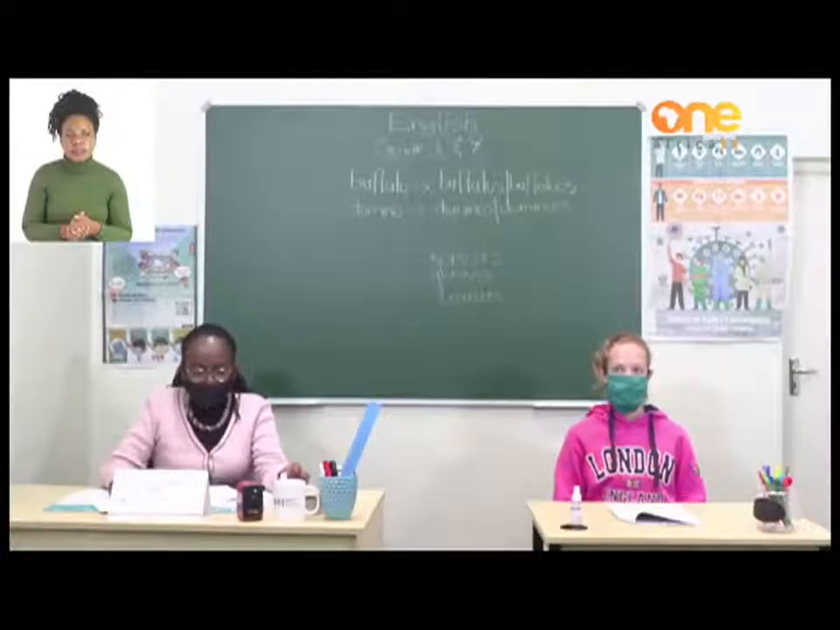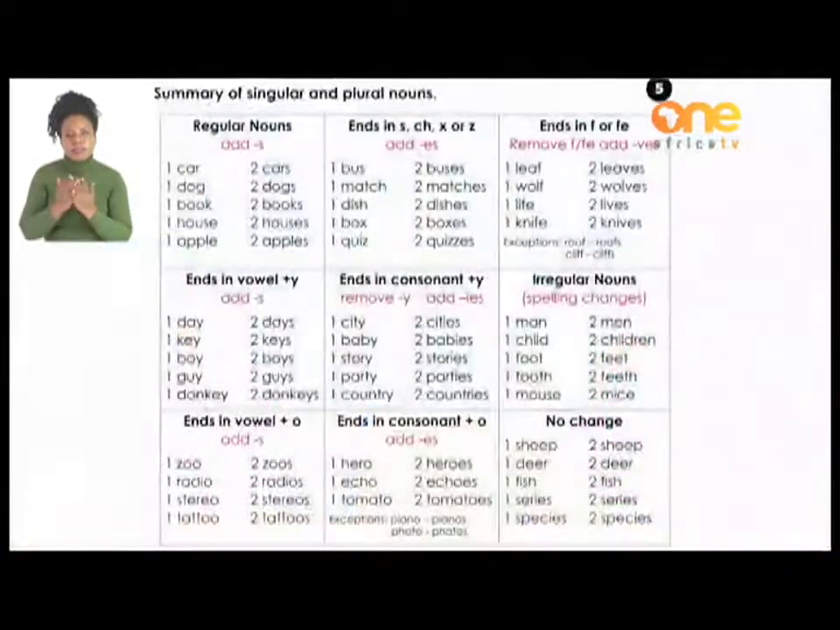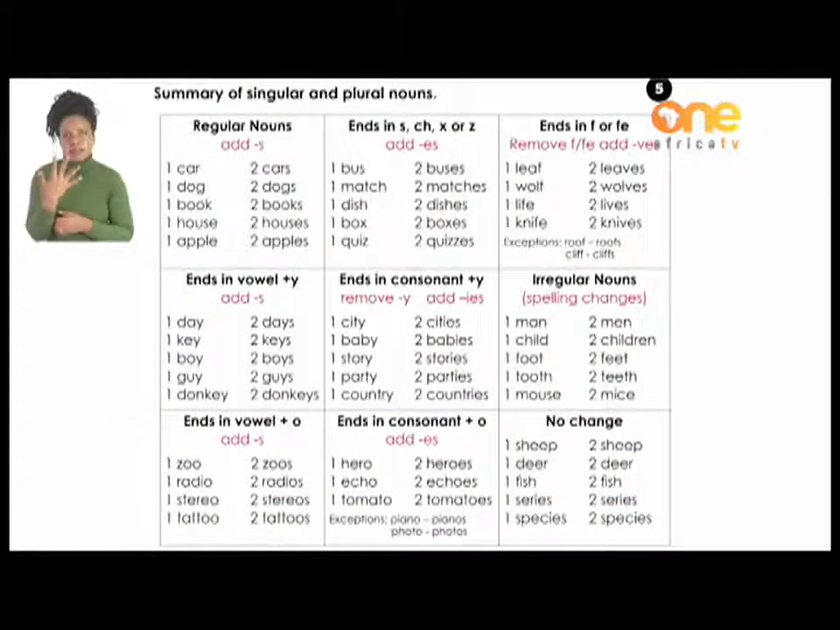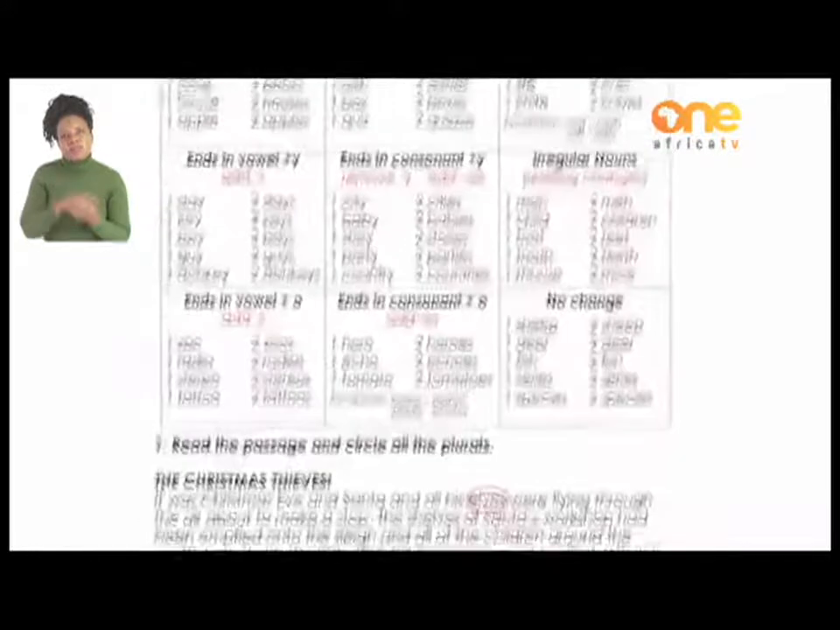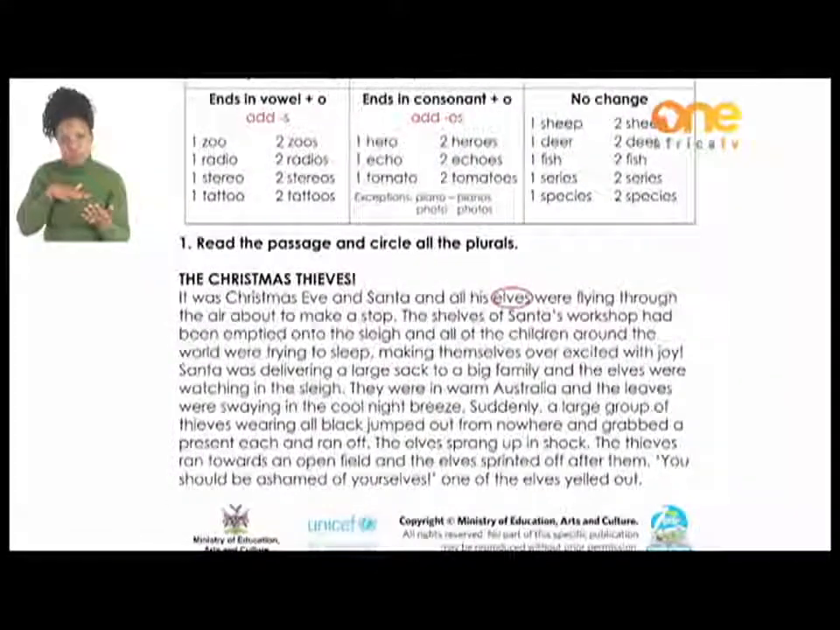We are now going to turn to page 5. On page 5, there's a summary on singular and plural nouns. This is everything we have done from the previous lesson and today's lesson. Please do study it carefully and use it when you do your activities. There's a reading passage on page 5. We are going to read it together.